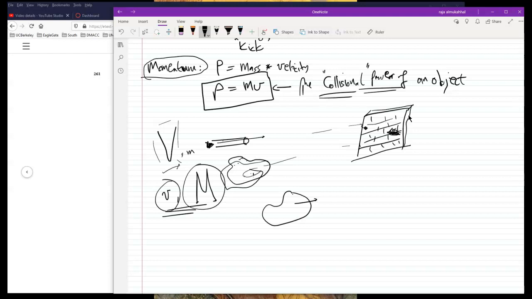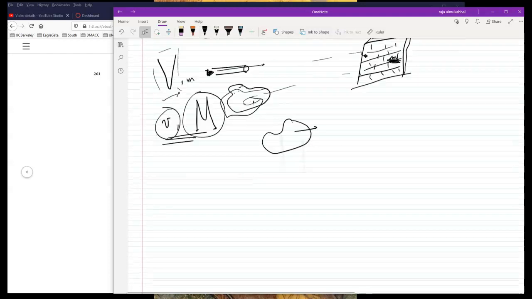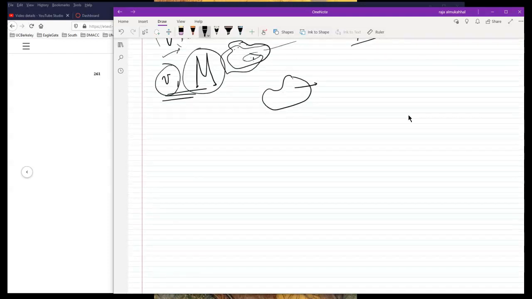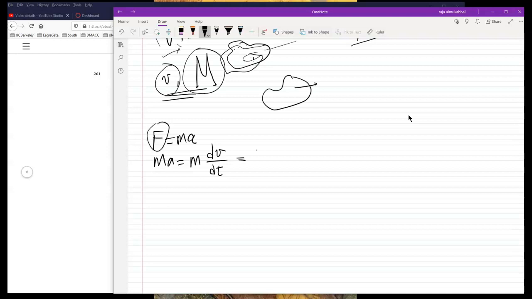All right. So how are the two related, how are impulse and momentum related? Let me just give you some mathematics here, and then we'll talk more about it. So we know that F equals ma for Newton's second law. Now, ma is m dv over dt, right? The acceleration is the derivative of the velocity with respect to time. And this is equal to the force.